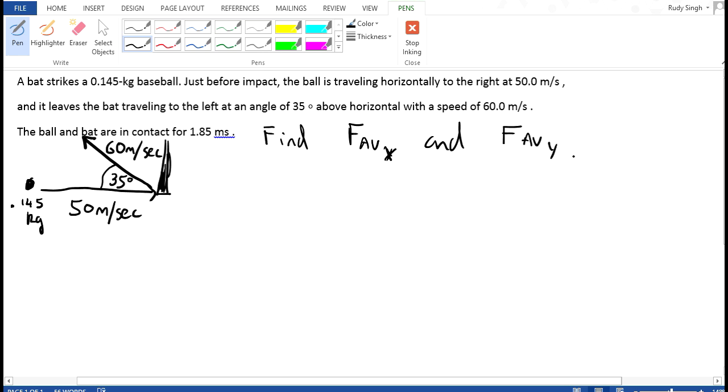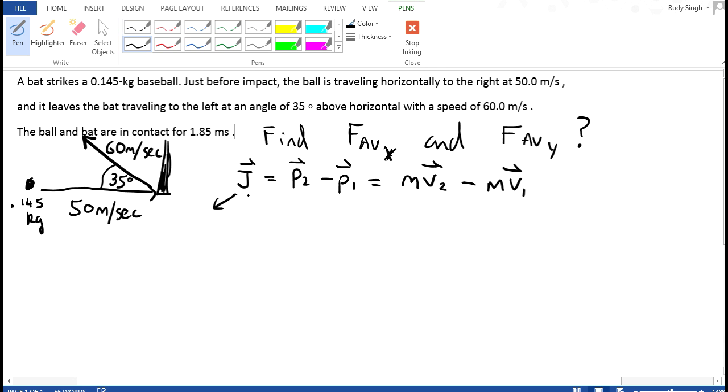And the question is, find the average force in the x direction and average force in the y direction for this scenario. So before we even find the force, we have to go back to impulse. And you might remember the impulse is the change in momentum, P2 minus P1. And the momentums are really the mass times velocity. But because this has an angle, we're going to have to split up my impulse into two impulses, into the x component and y component.